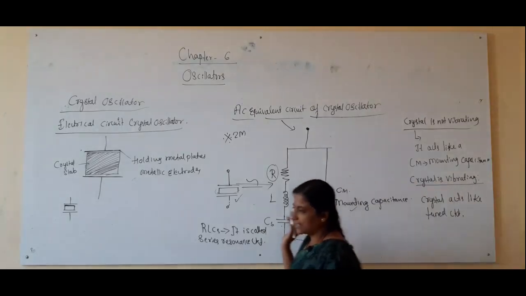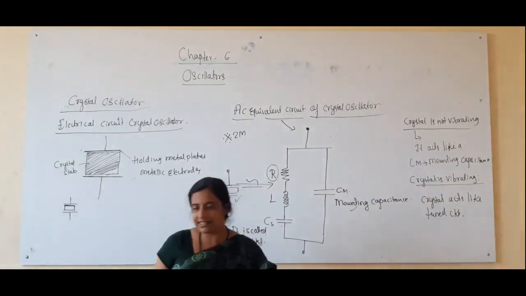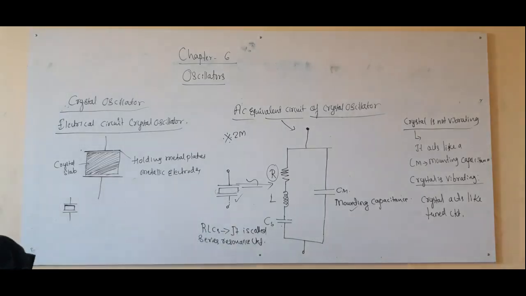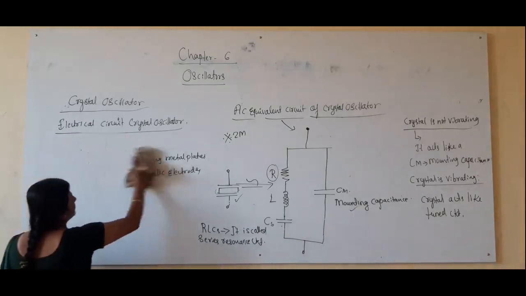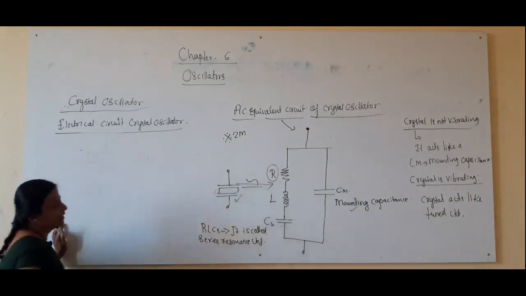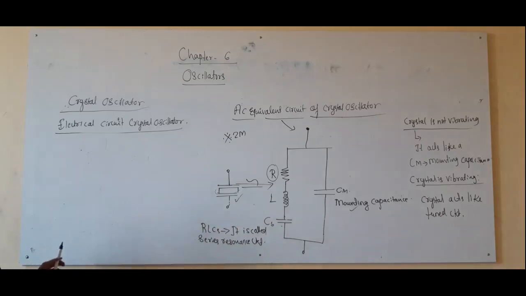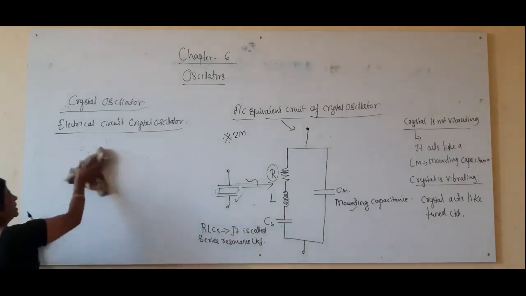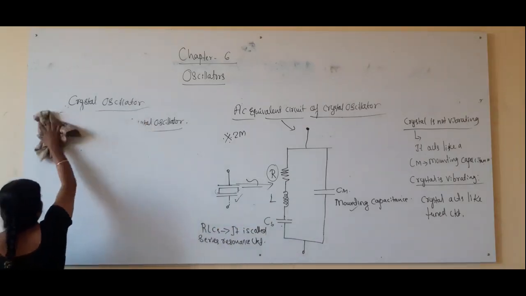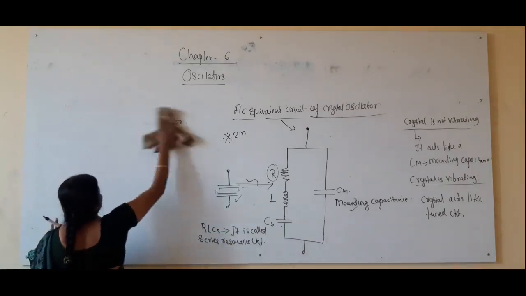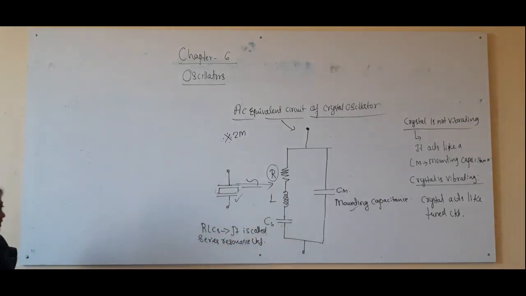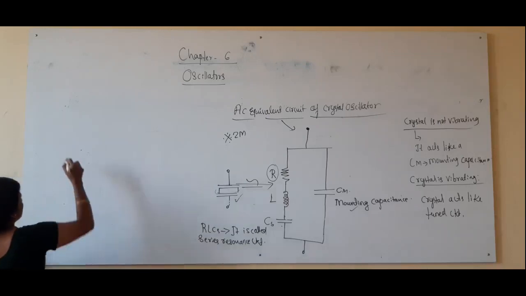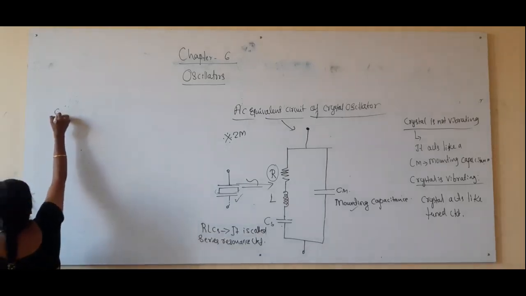So which are present in this particular circuit, they exhibit particular properties of your crystal itself, where always your CS in the circuit is always smaller than CM. CS is always smaller than the value of CM. Next, the natural frequency of crystals, whenever they are going to be used in the circuit.